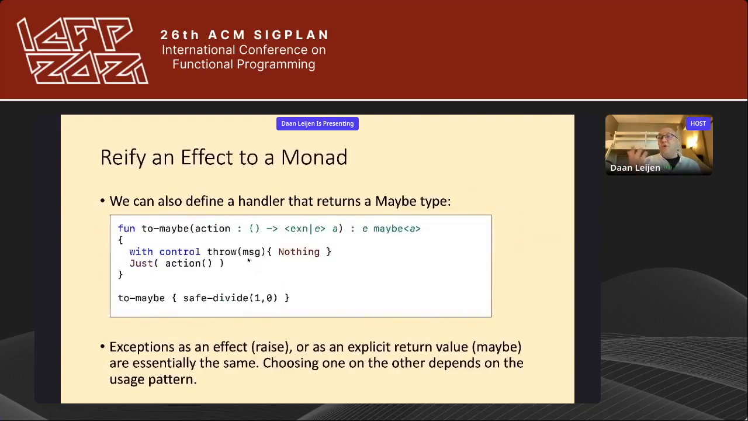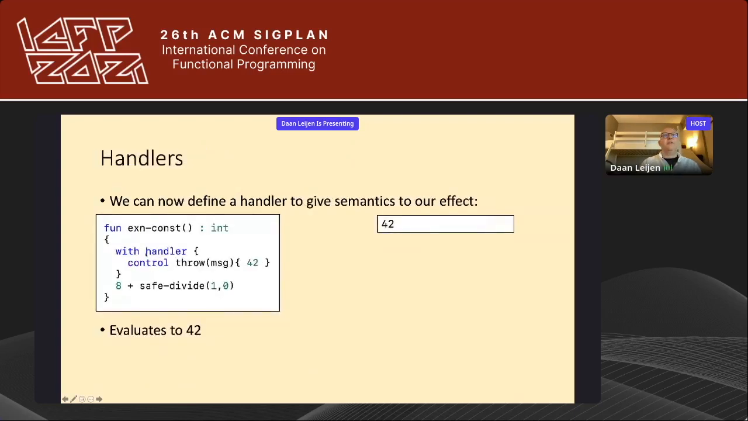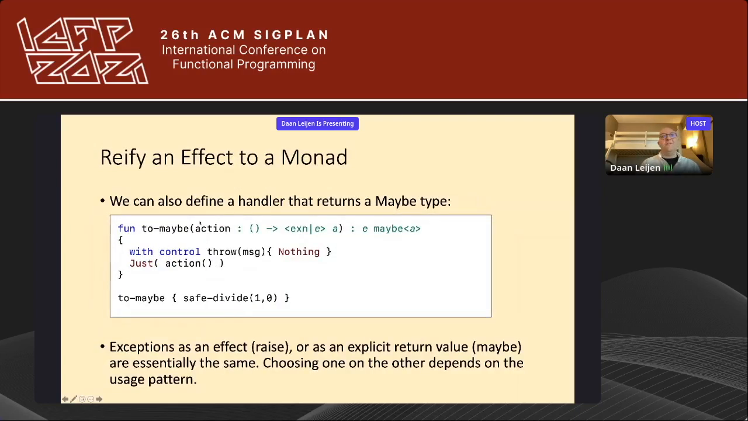And we can do more, right? Like other interesting handlers. One interesting one is to reify effects back to the value world. In this case, you can make a handler that reifies it back to a maybe type. So here we use with again. We leave out the handler keyword here, and that's just shorthand. If there's just one operation, you can leave out handler. And this happens a lot, so we will see this a lot.